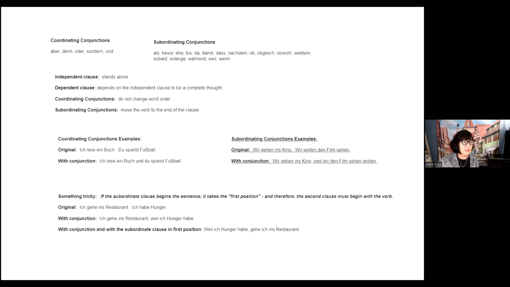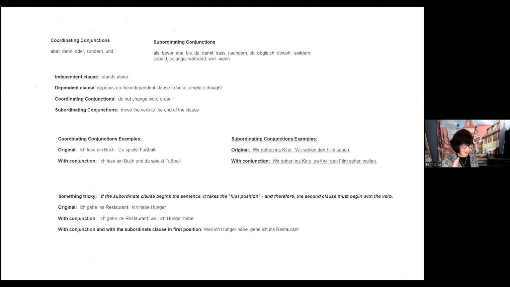So if you'll look here in the upper left corner, these are the coordinating conjunctions. So aber, denn, oder, sondern, und. And those conjunctions will not change word order. So let's just go down 2 blocks with me to where it says coordinating conjunctions examples.